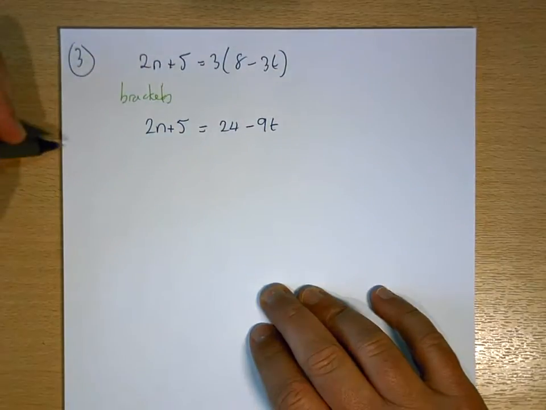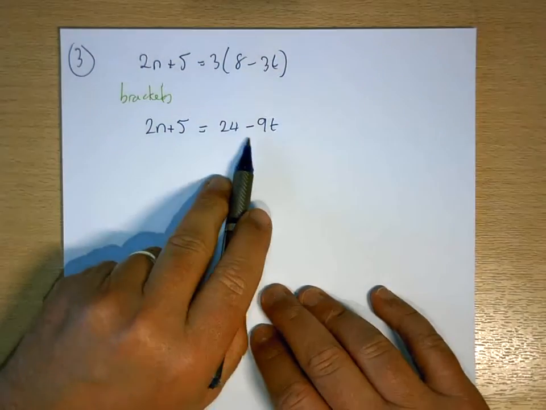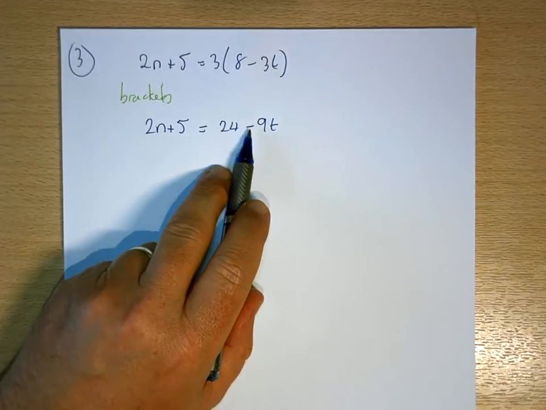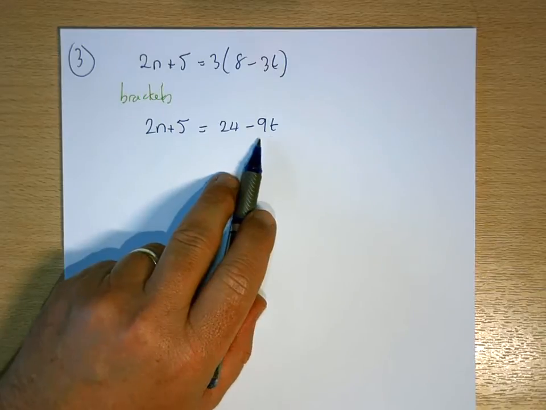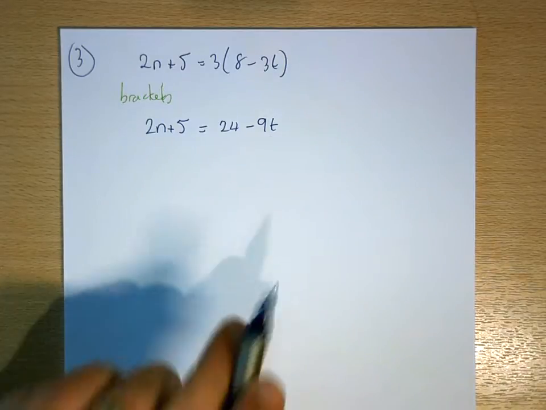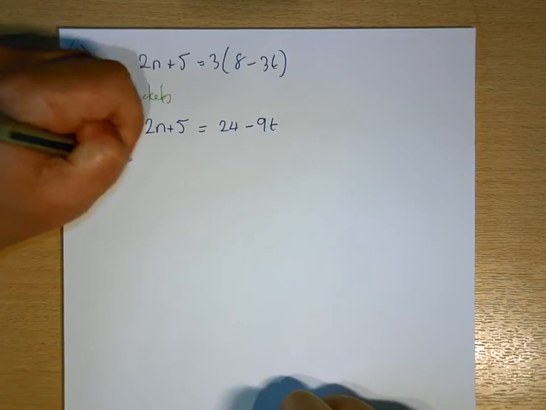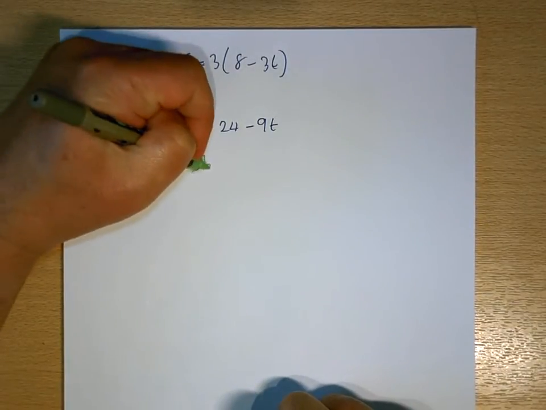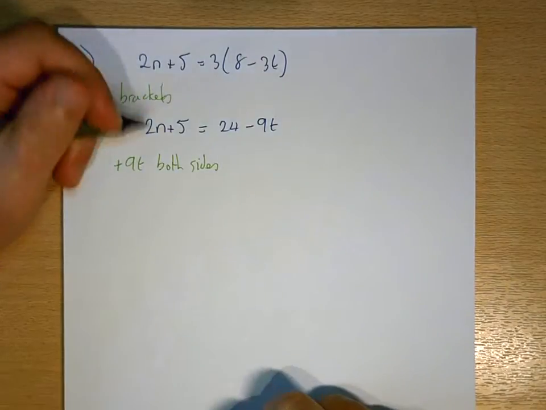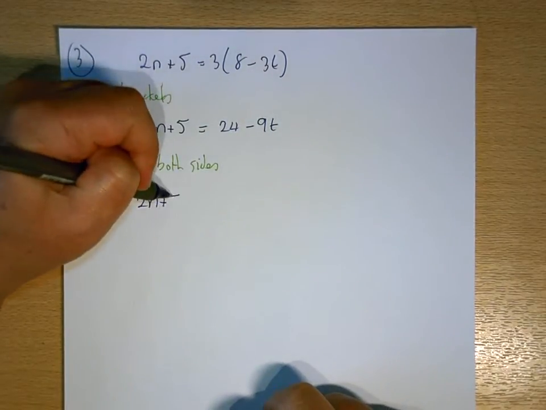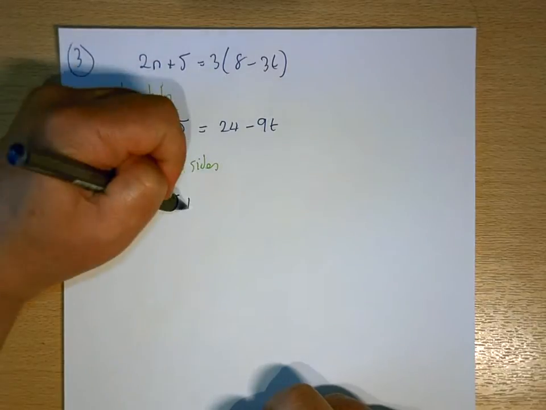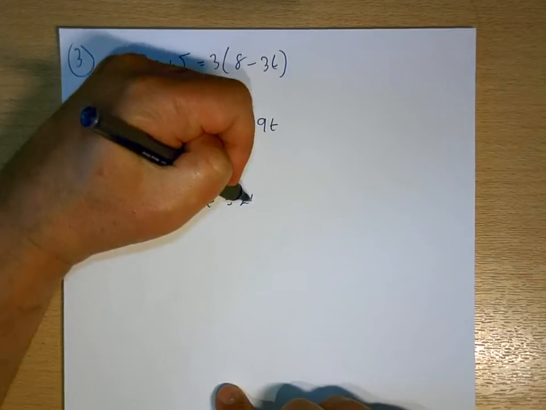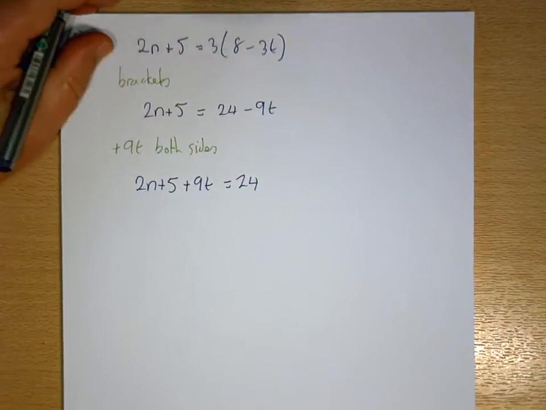Now this is the same as question 2. I want t equals, if t stays on the right hand side, it's going to remain negative. So I'm going to add 9t to both sides to make it positive. So I've got 2n plus 5 on the left hand side, and now I've got the plus 9t there as well. And on the right hand side I'm just left with 24.